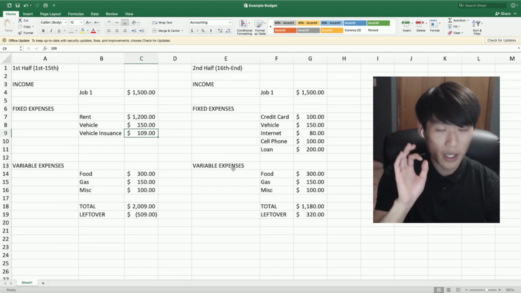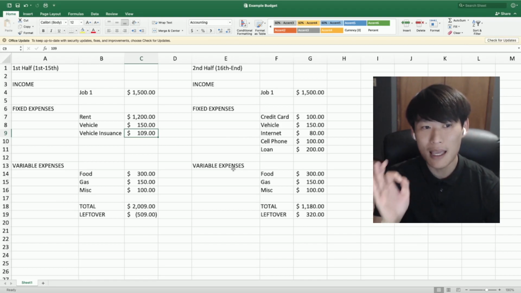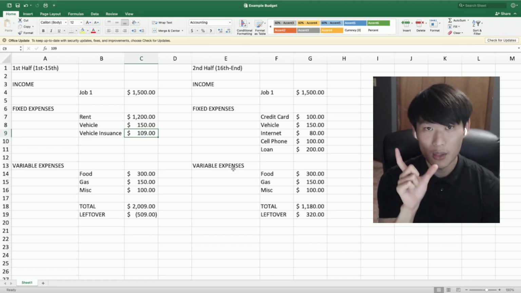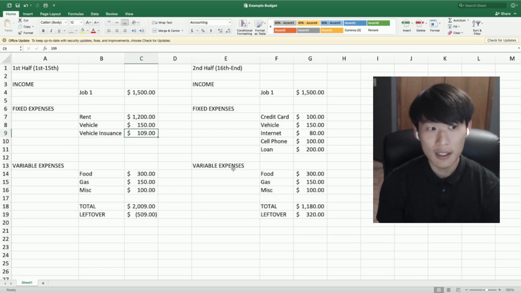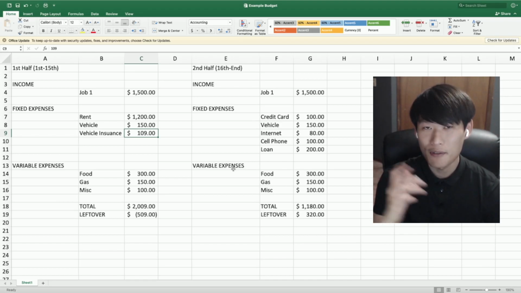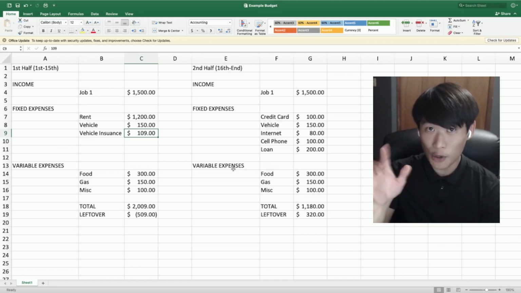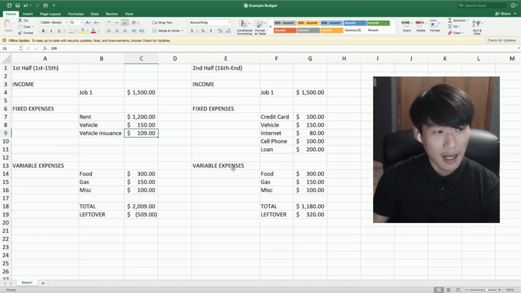Little tip when it comes to vehicle insurance: if you can pay the whole amount of insurance in one lump sum for the year, you actually save a bit of money, because when you do monthly, there's actually an admin fee or some sort of fee when it comes to insurance companies. So just a tip for you there. In North America, that's what I've found.